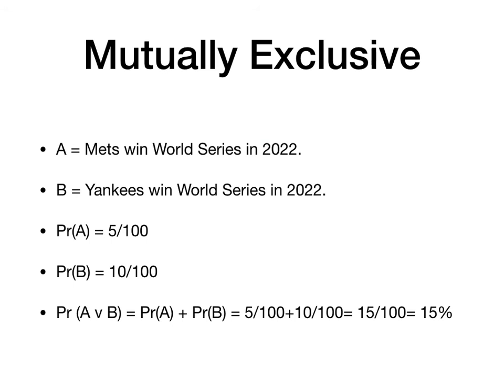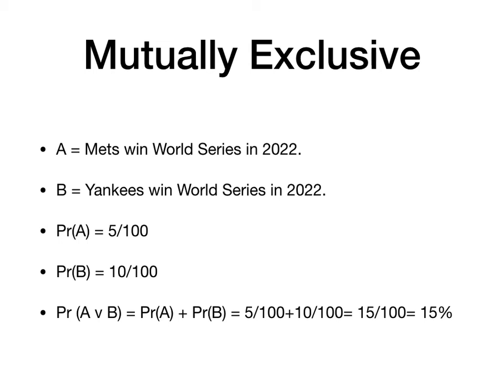Here's an example of mutually exclusive propositions, a case where this addition rule works. What's the probability the Mets win the World Series in 2022? A equals Mets win World Series in 2022. B equals Yankees win World Series in 2022. Sorry, I keep mixing this up. A equals Mets, B equals Yankees, right?